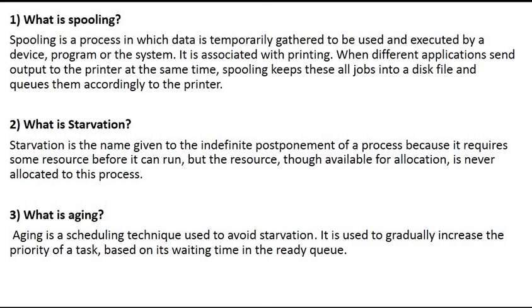The next question is, what is starvation? Starvation is the name given to the indefinite postponement of a process because it requires some resource before it can run, but the resource, though available for allocation, is never allocated to this process. The next question is, what is aging? Aging is a scheduling technique used to avoid starvation. It is used to gradually increase the priority of a task based on its waiting time in the ready queue.